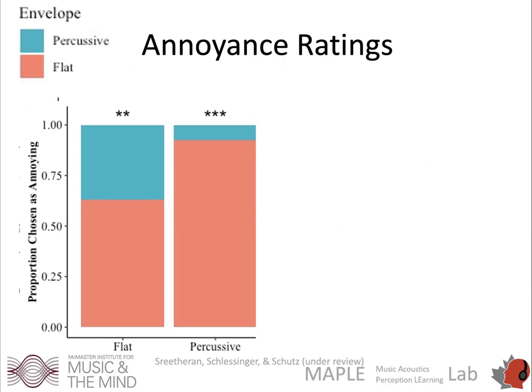On the y-axis now we have the proportion of times that that alarm was chosen as more annoying than the other. And we can see that whether participants trained on the flat tones here or trained on the percussive tones here, at the end when they were given a flat and a percussive tone and asked to choose which one was more annoying, they were overwhelmingly choosing the flat tones, regardless of the kinds of sounds on which they trained at the beginning.